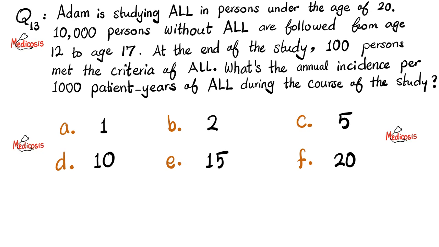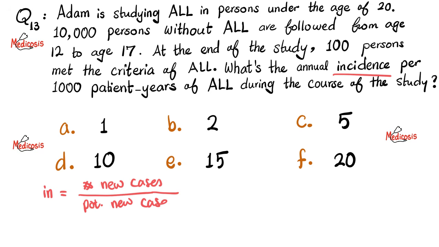What do they want? They want the incidence. How do you find the incidence? Remember, it's number of new cases over what? Over all the potentials of becoming new cases in the future. Okay, so we're going to say potential new cases in the future. These are people who are not sick today, but they can become sick later. Number of new cases of ALL are 100 persons. You put that in the numerator. Over how many people had the potential of becoming new cases? They were 10,000 persons. So we're going to smash this in the denominator, as you see.